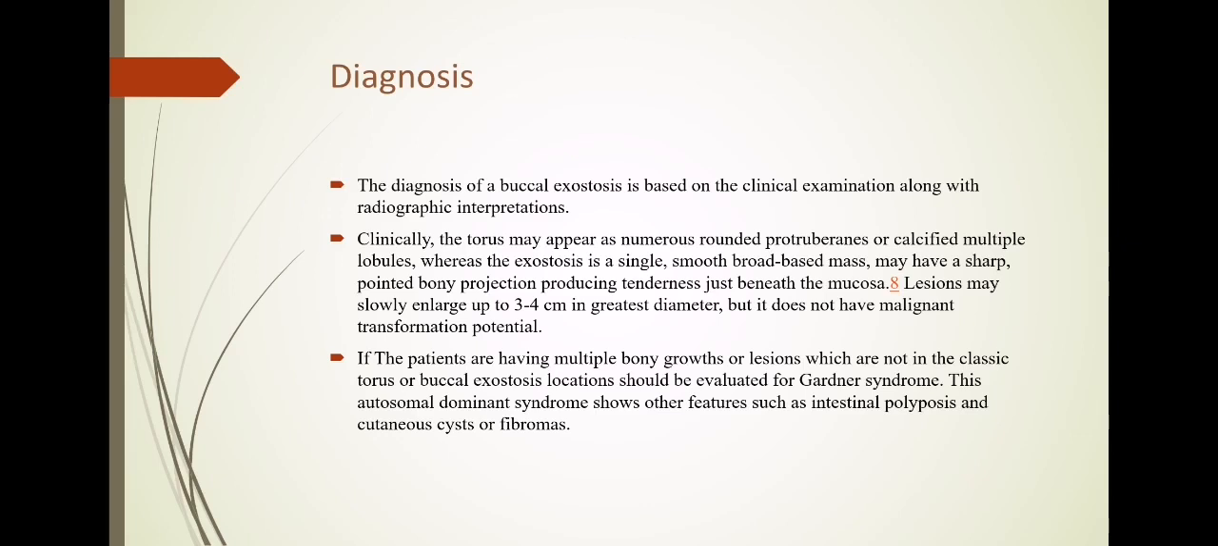The diagnosis part is so important to distinguish between the exostoses and osteomas. So, the diagnosis of multiple exostosis is based on the clinical examination along with radiographic interpretations. Clinically, the torus may appear as numerous rounded protuberances or calcified multiple lobules, whereas the exostosis is a single smooth broad-based mass. So there is a difference between the torus and the exostosis.